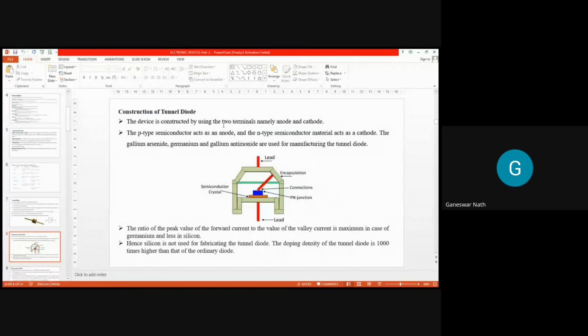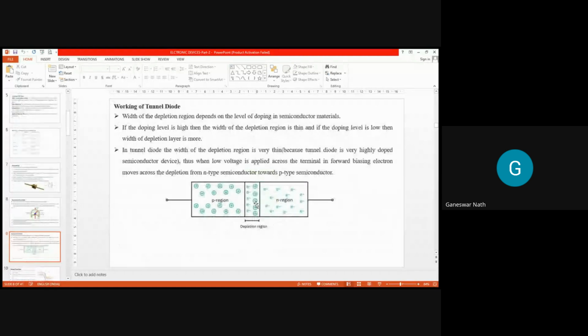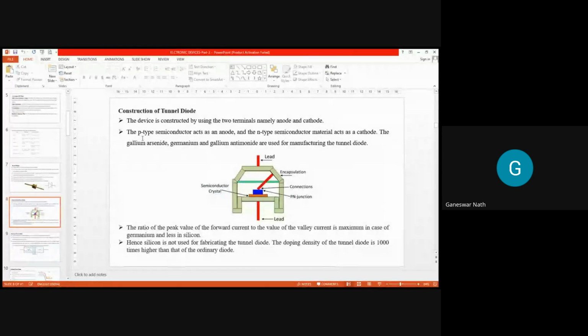Now coming to the construction of the tunnel diode, you can see the device is constructed using two terminals, namely the anode and the cathode. Here you can also find the anode and cathode are present. The P-type semiconductor acts as the anode, the N-type semiconductor and metal act as the cathode, and gallium arsenide, germanium, and gallium antimonide are used for manufacturing the tunnel diode.